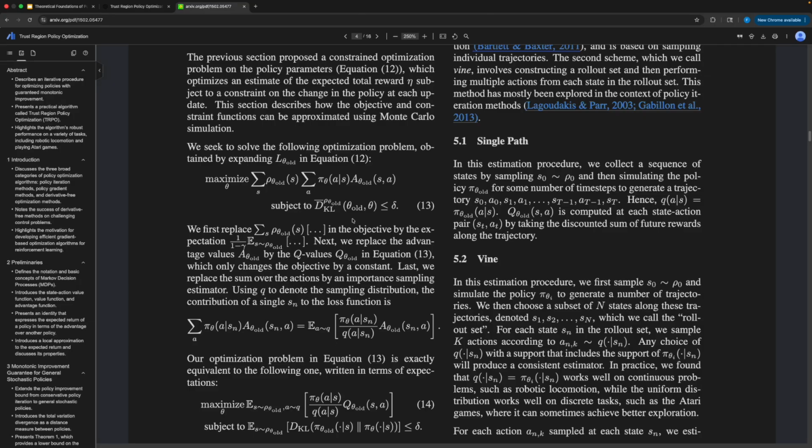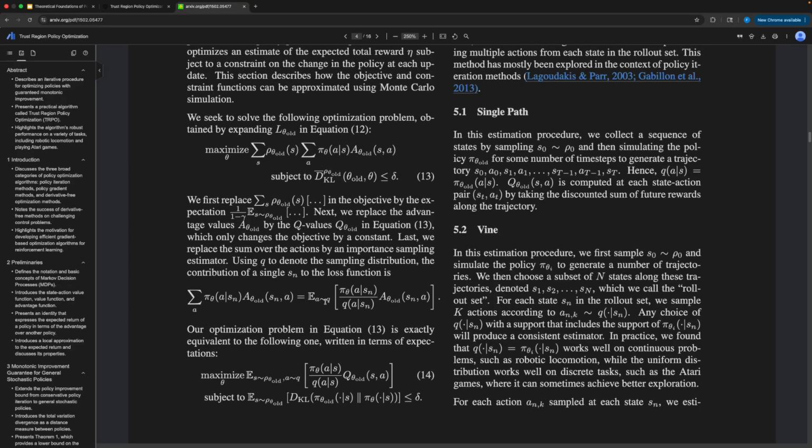estimator, where you multiply and divide this by some sampling distribution q, and then take the expectation, and that integral can be converted into an expectation with respect to q. So this summation can be converted into an expectation. The actions are being sampled from some sampling distribution q, with pi of a given s_n divided by q of a given s_n, and pi of a given theta_old s_n comma a.